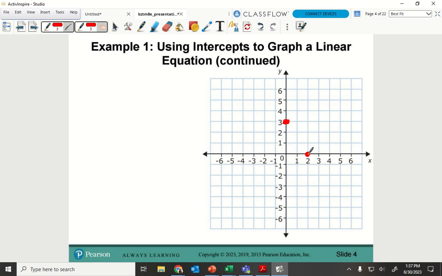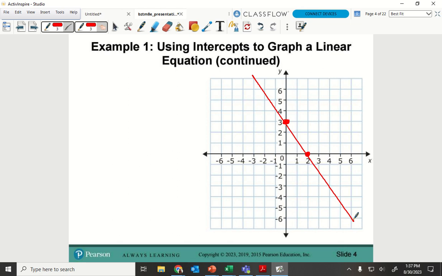So wait a minute. I actually have a meter stick for this. God, that's a long stick. It's a meter. There we go.